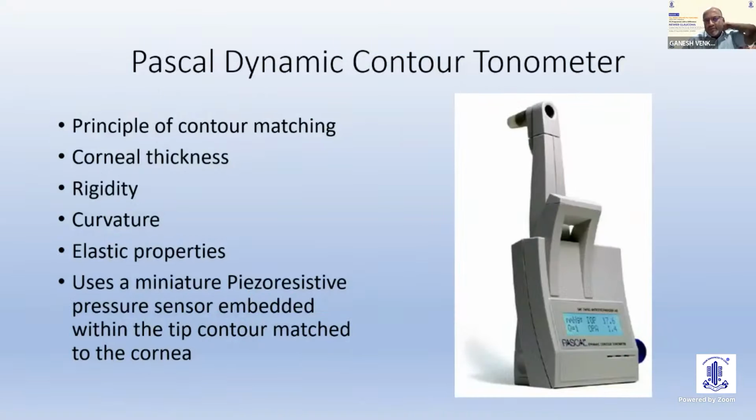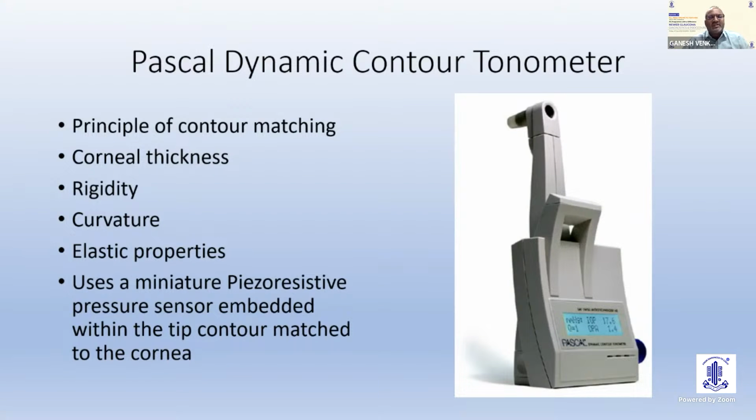Coming to the measurement of the intraocular pressure, you have the Pascal dynamic contour tonometer, which works on the principle of contour matching. That is, the tip matches the contour of the cornea, and the advantage is that the factors affecting the intraocular pressure measurement, that is the corneal thickness, the rigidity, the curvature, and the elastic properties, are all removed.